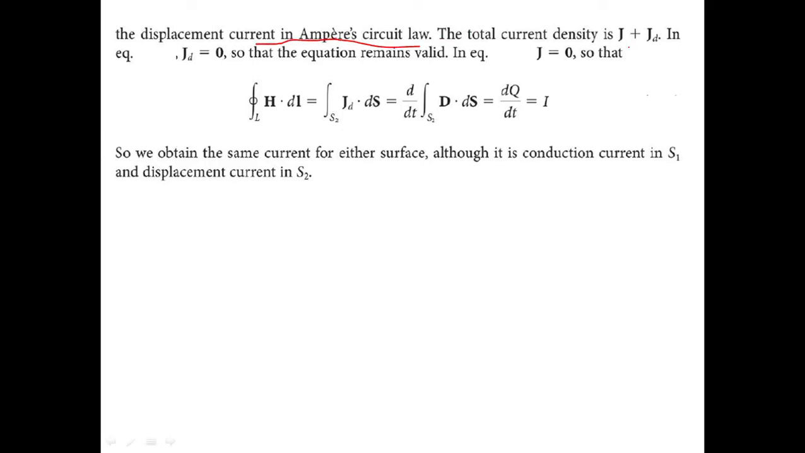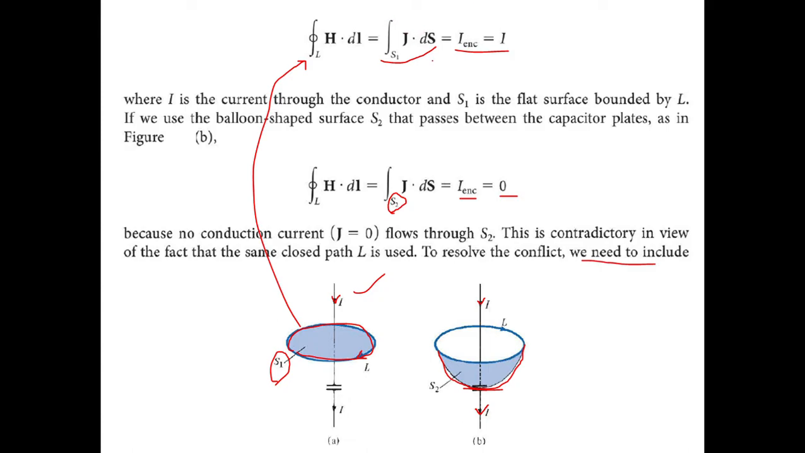So the total current density will be taken as J plus JD, right? In this equation, if I take JD as 0, because we have taken the surface flat, there is no displacement current here. So if JD is 0, this is the equation we get. But here, in this capacitor, we are taking the balloon shaped surface. The surface is exactly passing through the plates of the capacitor. So there will be convection current, right? It is not conduction current. So we have taken the current to be 0, right?